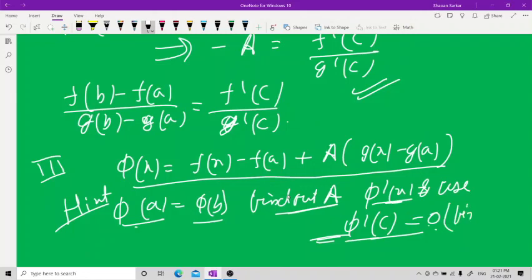Find a from here also, and this a will be same and you will get this answer. Now do this as homework. This is your homework.